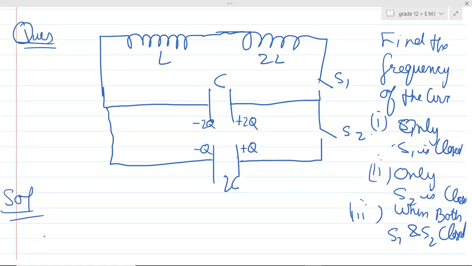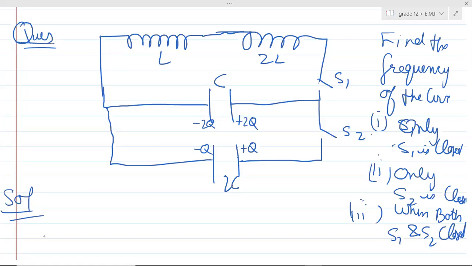But sir, the direction of current will be the same, right? So how can the polarity of the plates be changed? The direction of current remains the same for two quarter cycles. After the second quarter cycle it changes, because now when the capacitor becomes charged again, it gets charged in the opposite direction. Okay, got it.